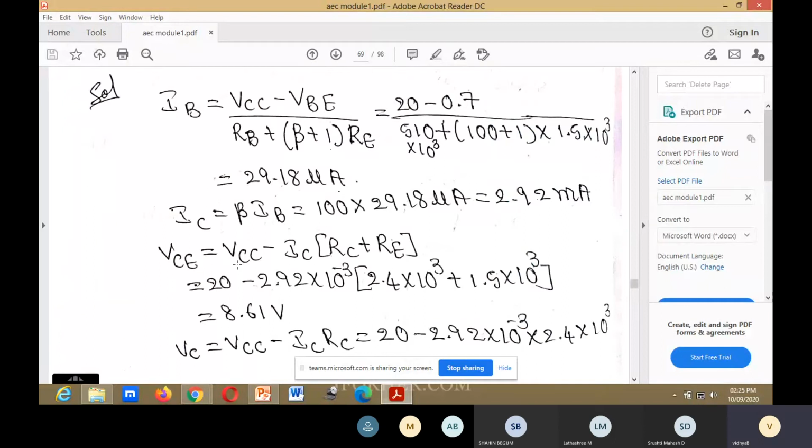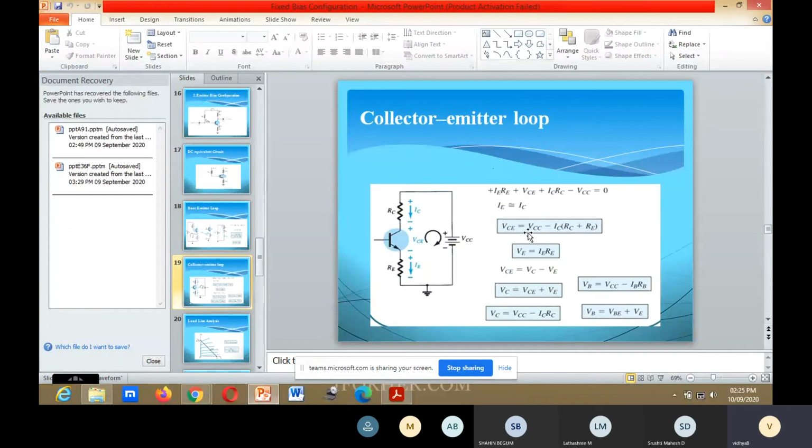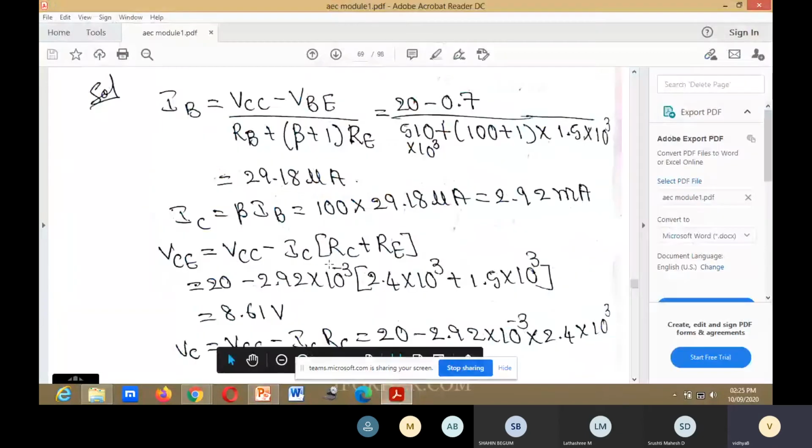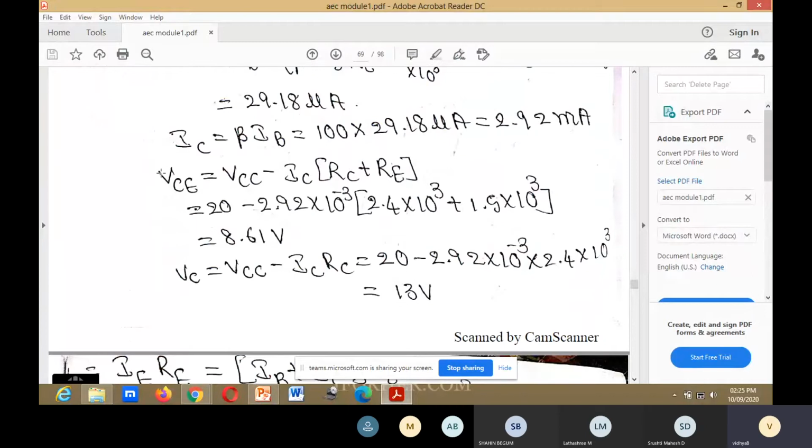Next, VCE. VCE is equal to, from the collector emitter loop, VCC minus IC open bracket RC plus RE close bracket. This is what I have written here. Substitute the values: VCC 20, IC value 2.92 into 10 to the power of minus 3, RC value is 2.4 into 10 to the power of 3 plus RE value is 1.5 into 10 to the power of 3. This is the value for VCE, 8.61 voltage.